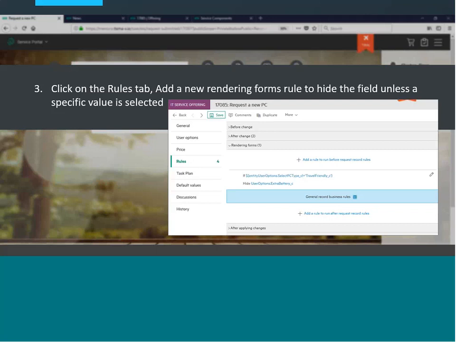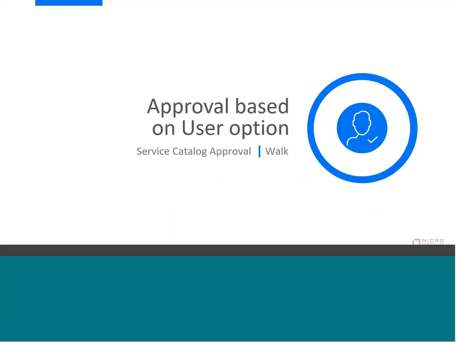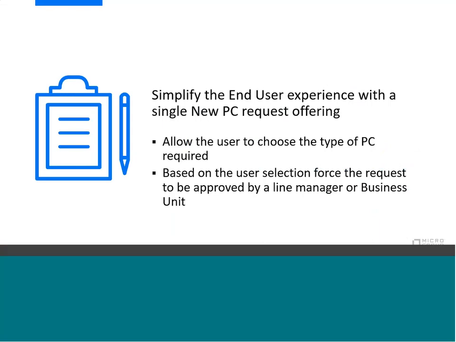Okay, so our next walkthrough: approval based on a user option. So in this example, what we're going to look at is, again, using the same offering in the catalog. Based on them selecting the choice of PC in that drop-down list, we're then going to determine whether it needs an approval. So if they choose, in the example we're going to run, a high performance PC, we're going to force them to get a line manager approval. So let's run the video again on this one.